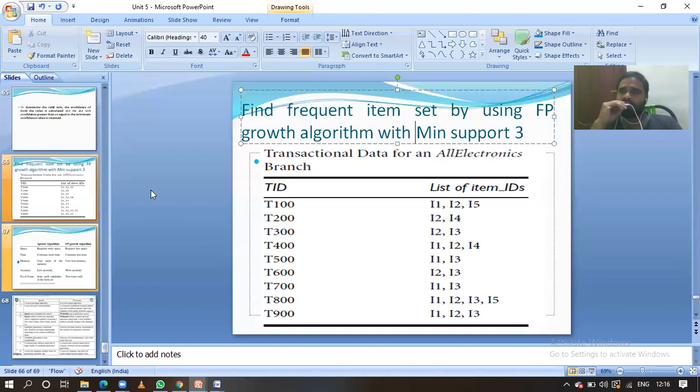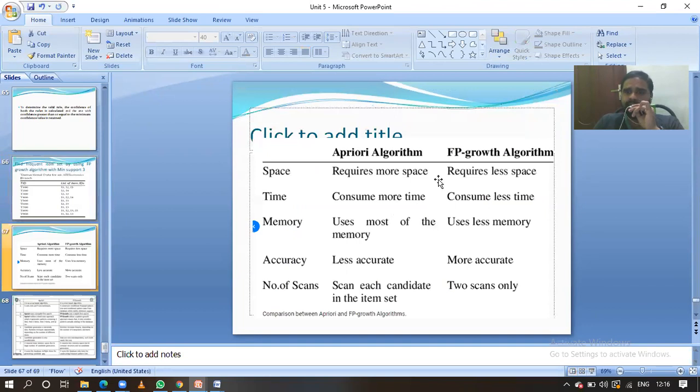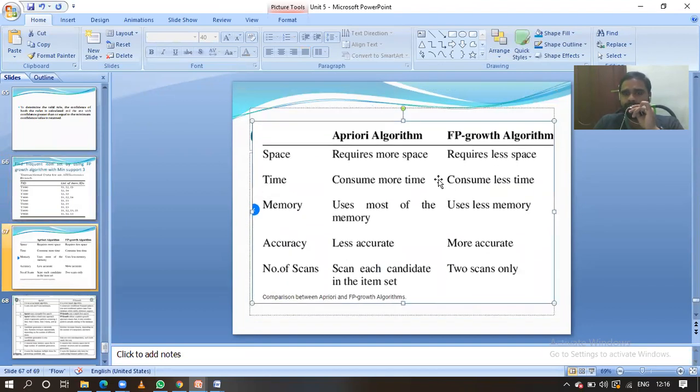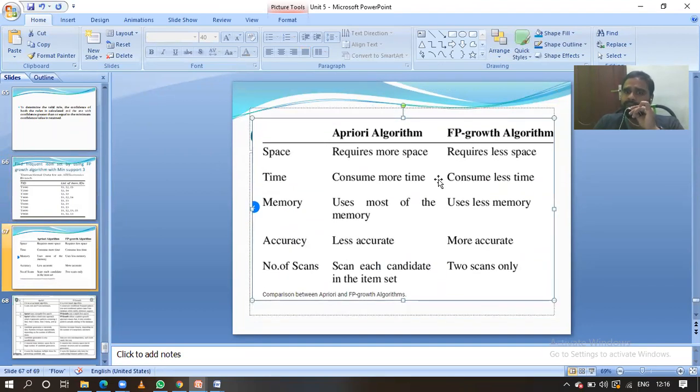In this lesson, guys, the first question is the Apriori algorithm and FP growth, and sometimes they will ask for the comparison between them also. What is the comparison between the FP growth and the Apriori algorithm? Let us see that. Sometimes they have asked this question also.